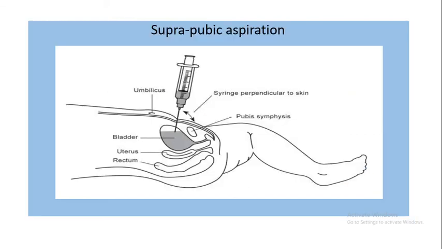Next is suprapubic aspiration. Suprapubic aspiration is not a very common method of urine collection. It is used in neonates. In case of neonates, getting a sterile urine sample or proper urine sample is very difficult by the midstream method, because you cannot directly instruct them to collect it properly. So it is always preferred in those cases to directly aspirate the urine from the bladder.